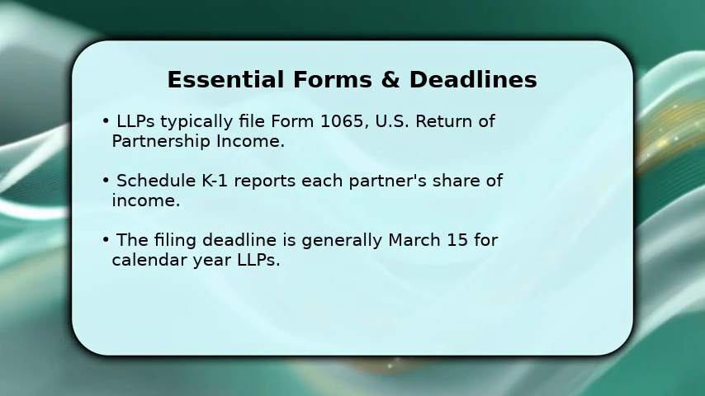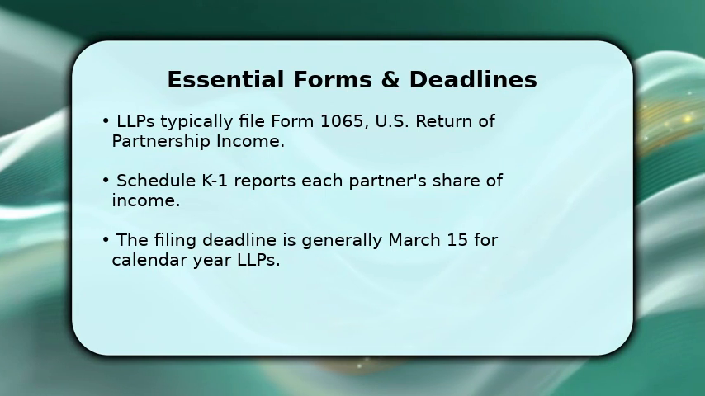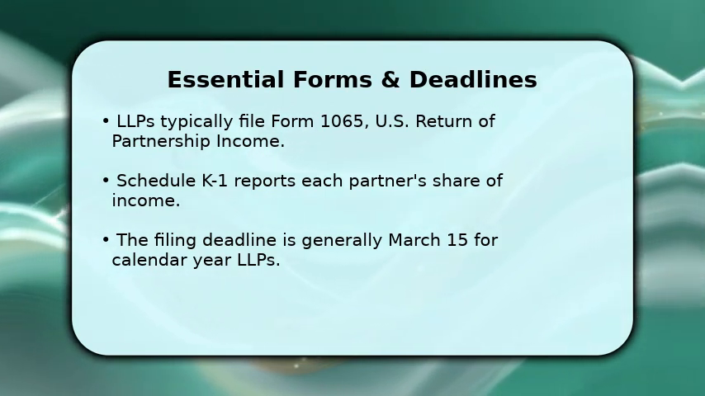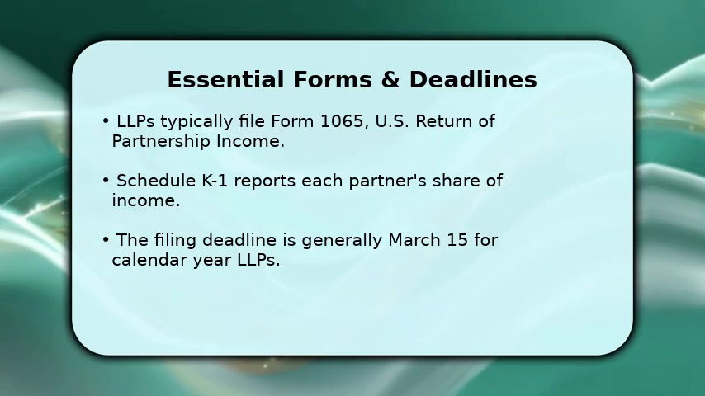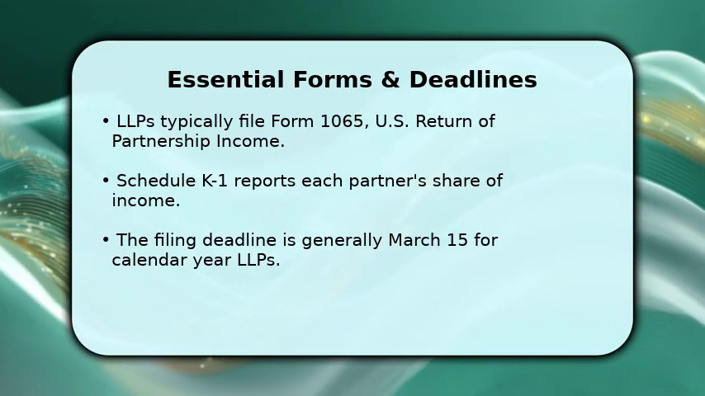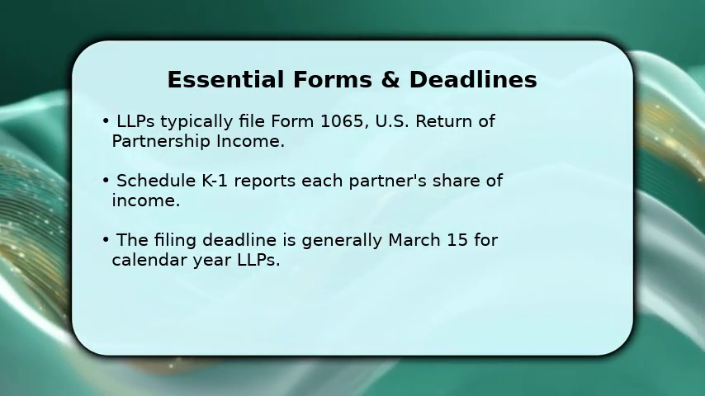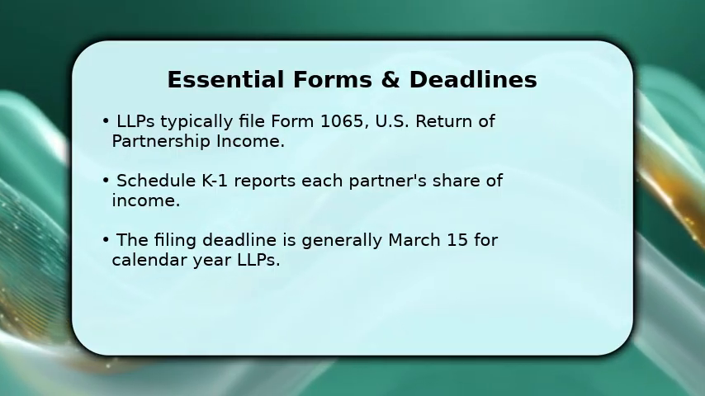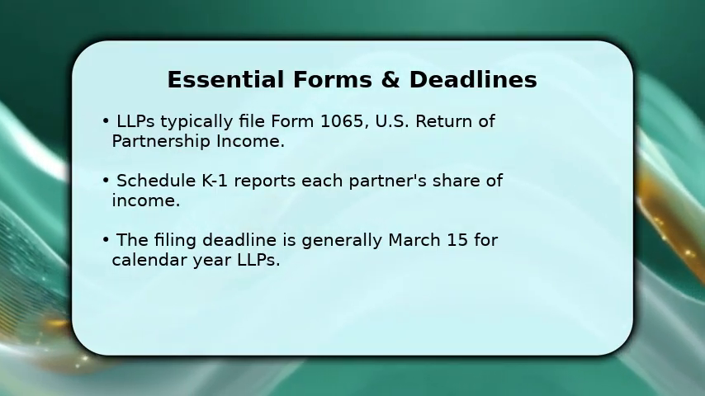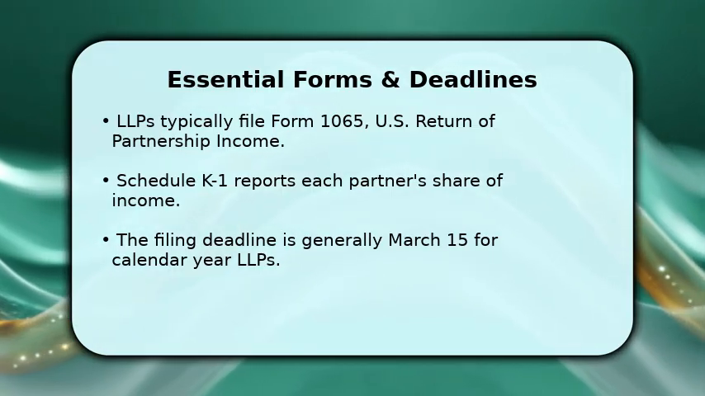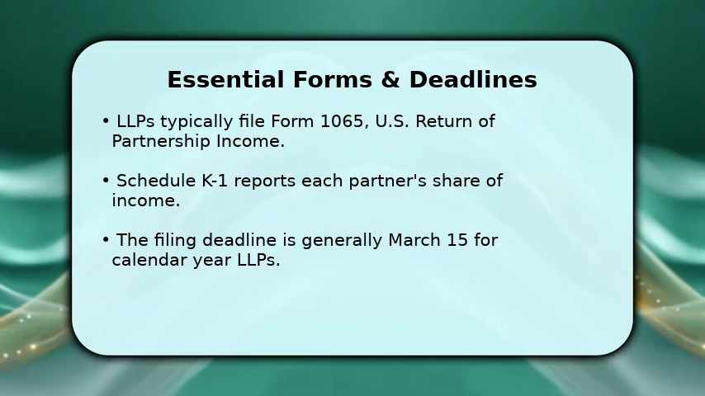For federal taxes, LLPs generally file Form 1065, the U.S. Return of Partnership Income. This form reports the LLP's overall financial activity. Each partner then receives a Schedule K-1 detailing their individual share of the income, deductions, and credits. The typical filing deadline for calendar year LLPs is March 15, but you can request an extension using Form 7004 if you need more time.